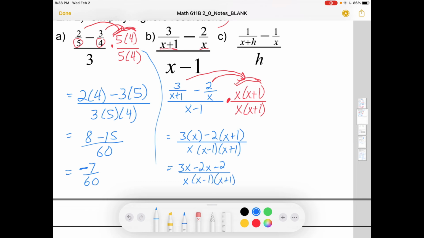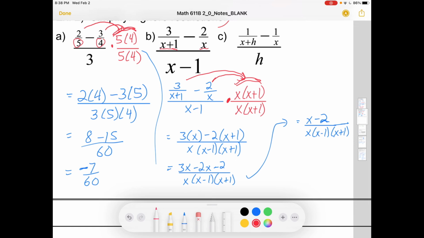That can be cleaned up just a hair, right? Because 3x minus 2x is just x. And then, so that's x minus 2 over x by x minus 1 by x plus 1. There we go. There's that same fraction written without the nested fractions. And I think that's probably better to have it without the stacked fractions.